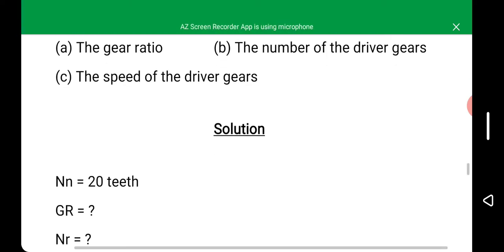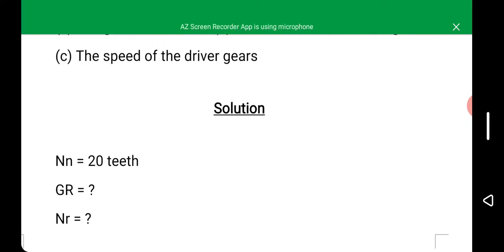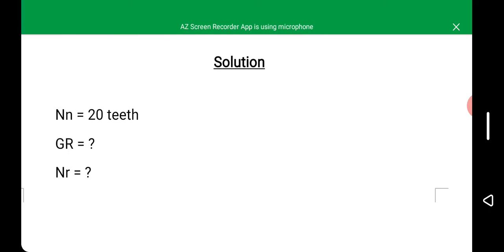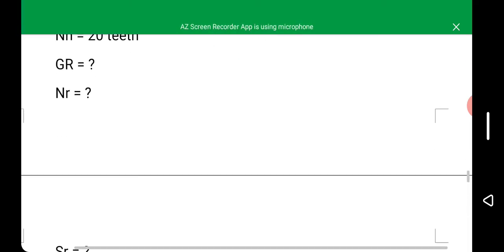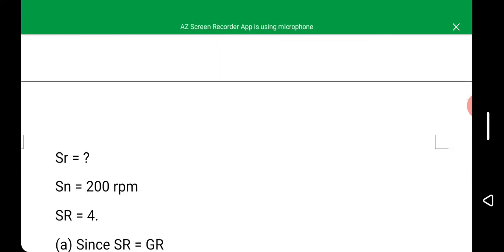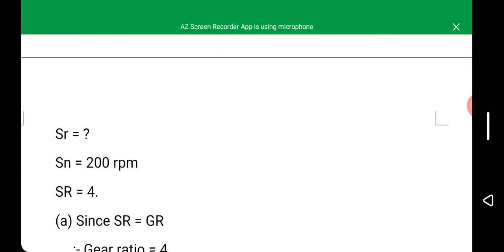Before solving that, you first list the parameters. We are given NN to be 20 teeth. Number of teeth of what? Driven gear. We are not given the gear ratio. We are not given the number of teeth of the driver gear. We are not given the speed of the driver gear, but we are given the speed of the driven gear.